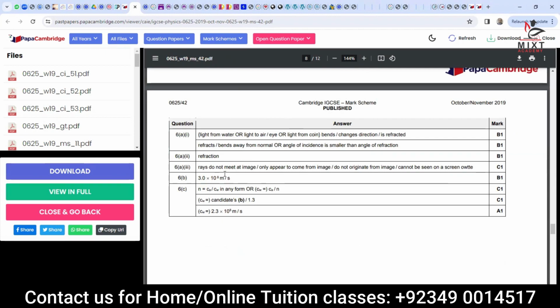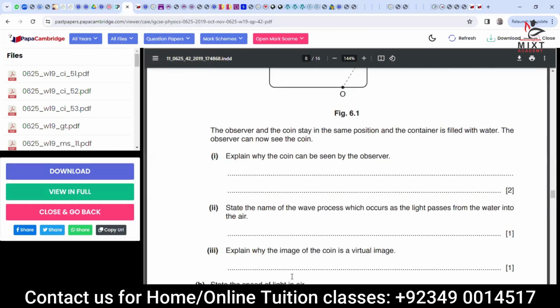Yeah, actually rays do not meet at the image, or you can say they only appear to come from the image, do not originate from the image, and it cannot be seen on the screen. So now remember two, three things here. When you say the image is a virtual image, first of all, remember that the image cannot be seen on the screen. That is the first point. A virtual image, I have told you previously, cannot be shown or taken on the screen. That can be the answer. Or you can say light rays do not actually meet where this image is formed.